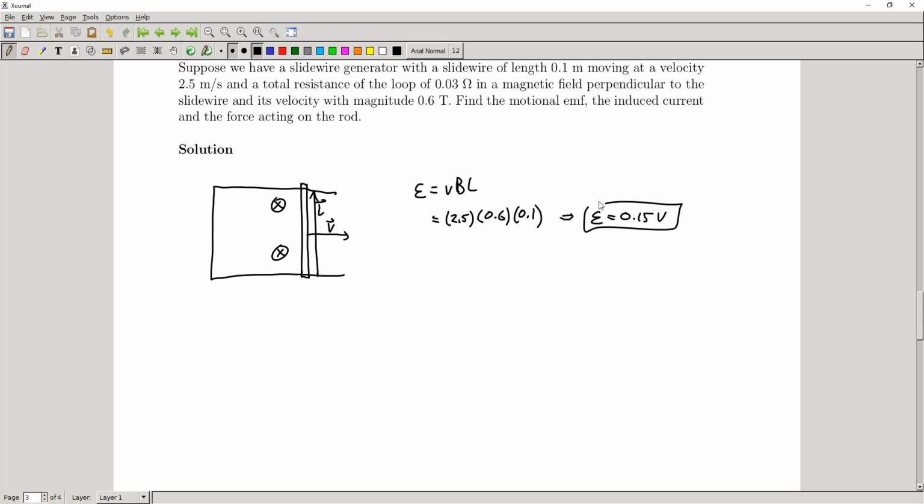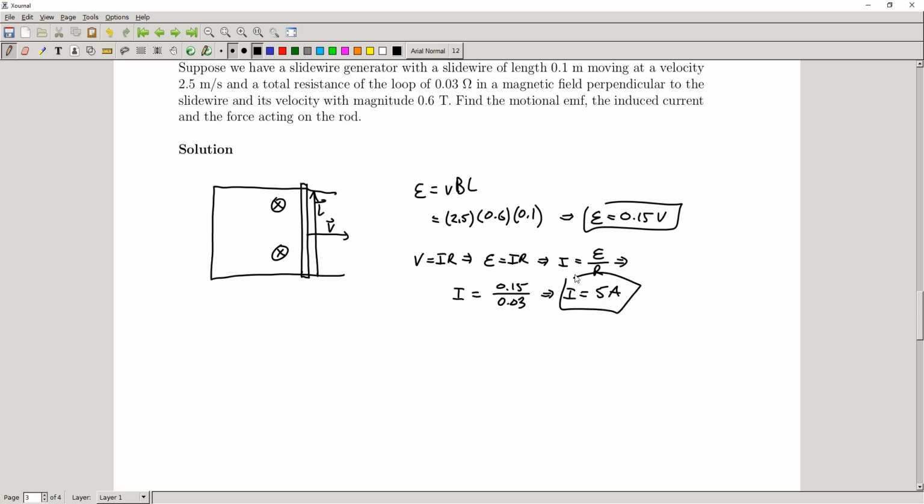Okay. In the second part of the question, we are asked to find the induced current. Well, as we said before, we can find that from V equals IR, where our V here is our motional EMF, and we can just isolate I. So we're going to have I is our motional EMF over R. We're told what R is, and so I is equal to 0.15 over 0.03, which means I is equal to 5 amps.